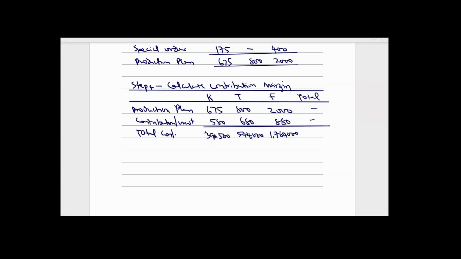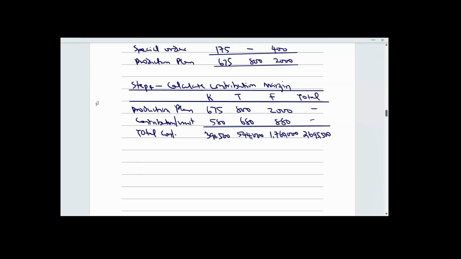So 1,760,000 plus 544,000 plus 391,500. That's 2,695,500. Now, in this question, we have a discount for every unit of special order you produce. That's a discount of 200 naira.